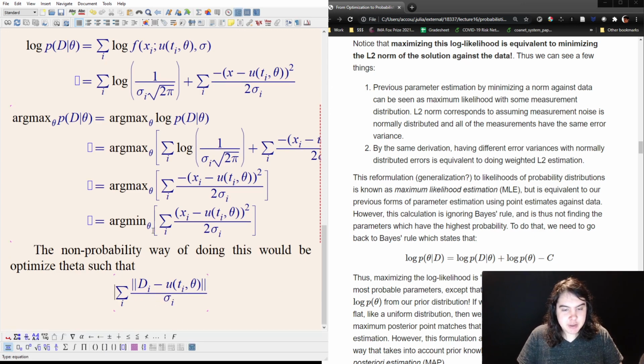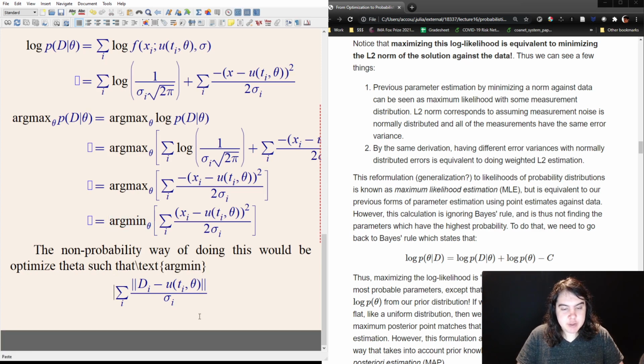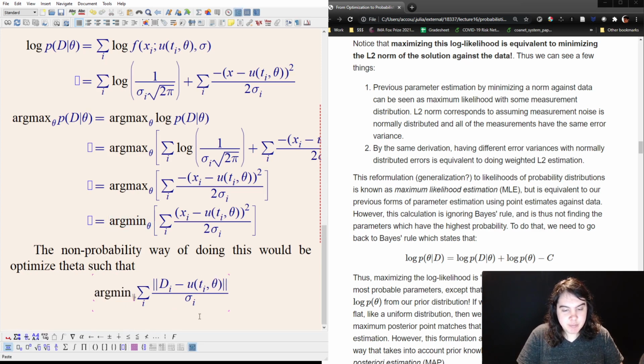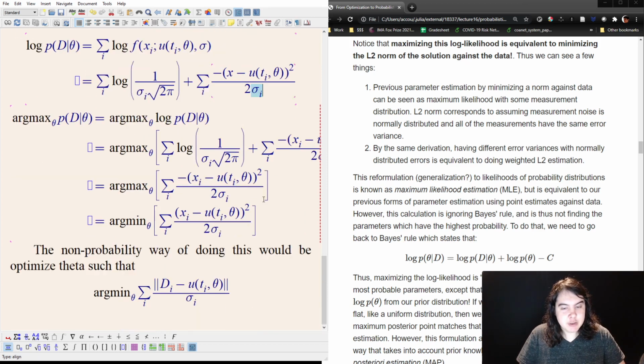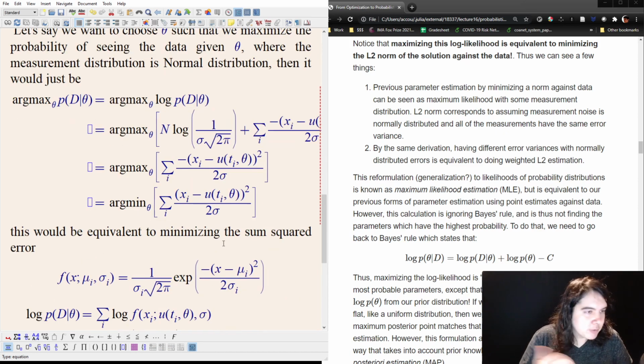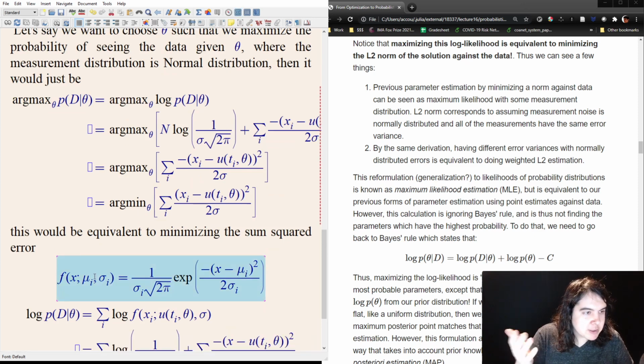What this is saying is that the optimization way of solving this problem would be to find the theta that minimizes this expression. So making your measurement distribution have a different variance at each point, so having a different amount of measurement noise around each value, is equivalent to doing an optimization where you're just weighing the different points, where you put more weight on the points that have less measurement noise. And that makes a lot of sense.